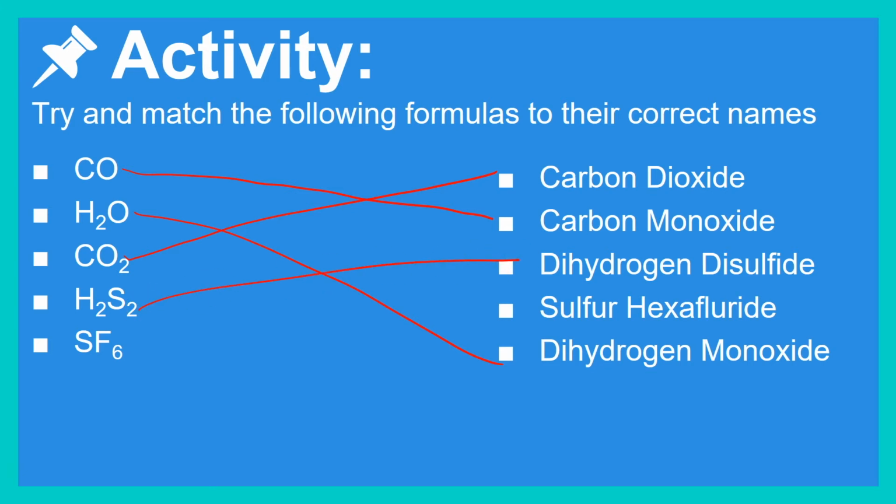Finally, lucky last, if you hadn't worked out, you can match it up here with sulfur hexafluoride. And the reason it's this is because we've got sulfur as our first element, fluorine is our second, fluorine becomes fluoride, and we have 6 of them, so it is hexafluoride. So there we go. Hopefully you went okay with those ones as well.